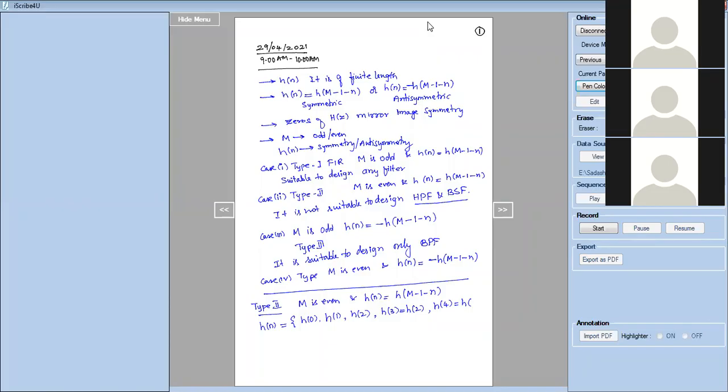Which type of filter is case 4 used for, sir? That's what I told you, I'm not going to tell. You verify it. Based on how I consider the example, you consider and tell me. I have left it intentionally. So h of 4 is equal to h of 1.